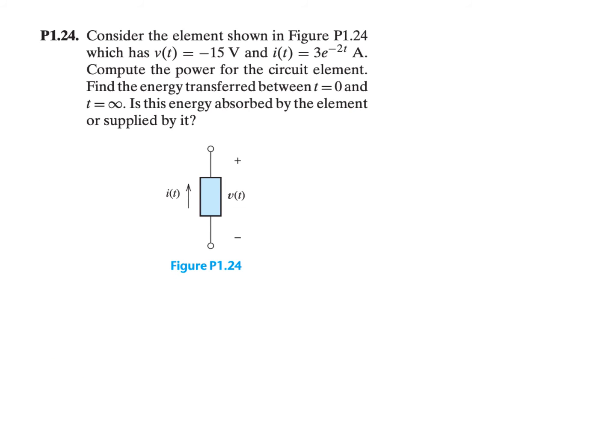Question P1.24. Consider the element shown in figure P1.24, which has VT equal to negative 15 volts. We have IT equal to 3e to the power of negative 2t. We are asked to find the power for this circuit element, and we are also asked to find the energy transferred between t equal to 0 and t equal to positive infinity. That is W. So let's first find P.